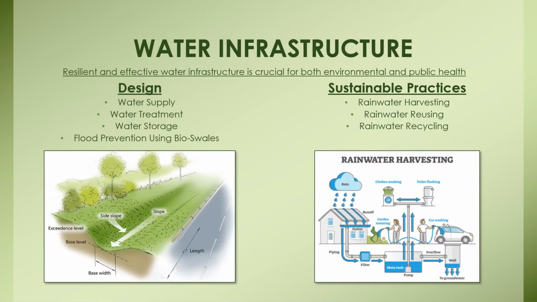In this chapter, we talk about how resilient and effective water infrastructure tends to be crucial for both environmental and public health. We discuss the design for water supply, water treatment, water storage, and flood prevention. Throughout this chapter, sustainable practices such as rainwater harvesting, reusing, and recycling are put into practice.